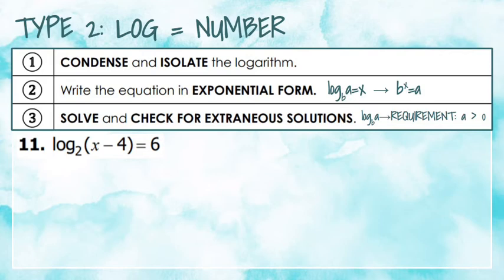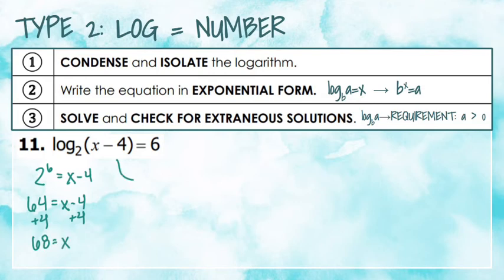So then we want to write the equation in exponential form, and I put the reminder up here of how to translate that. But that's going to be 2 to the 6th power equals x minus 4. And 2 to the 6th power is 64, which is equal to x minus 4. So then we add 4 to both sides, and we're going to get 68 equals x. Once again, we want to make sure that we don't have any zero or negative numbers. And we ask ourselves, is this greater than 0? Yes, it is. So this is our answer.